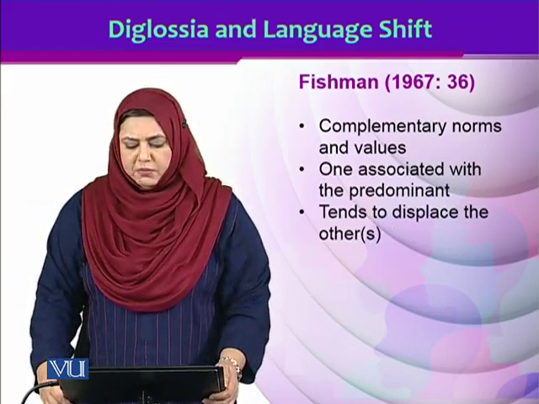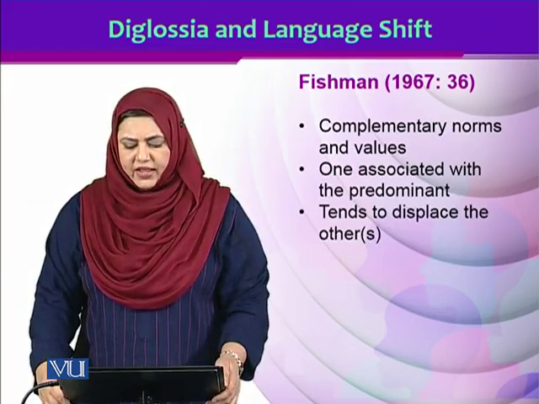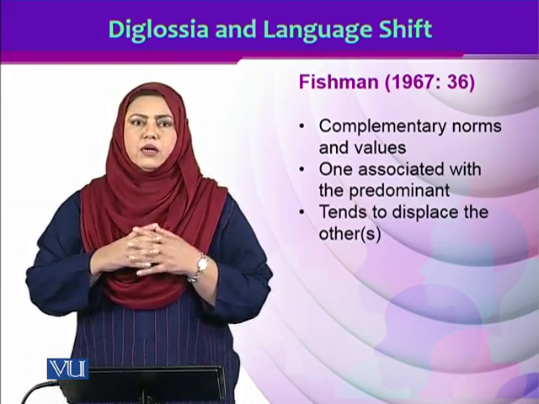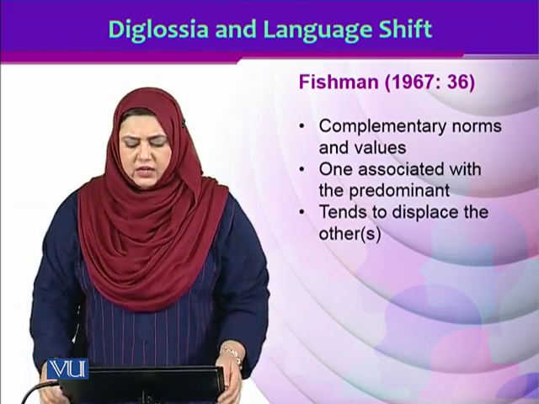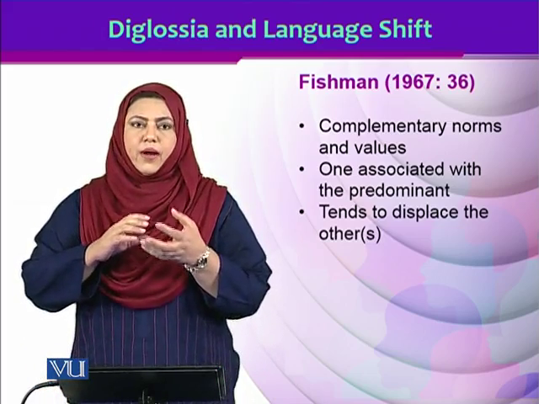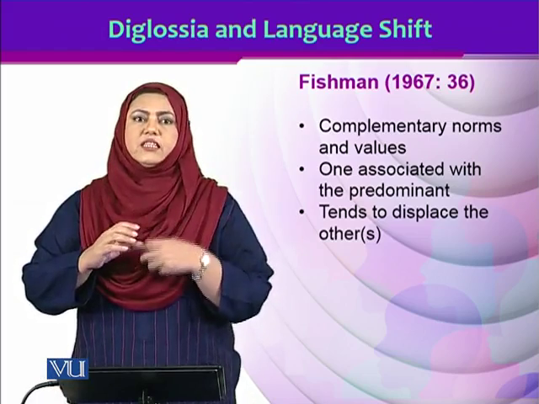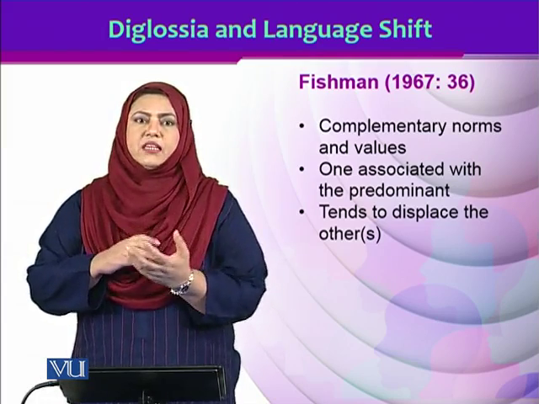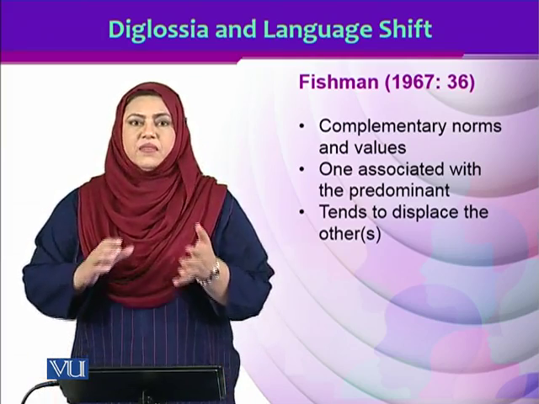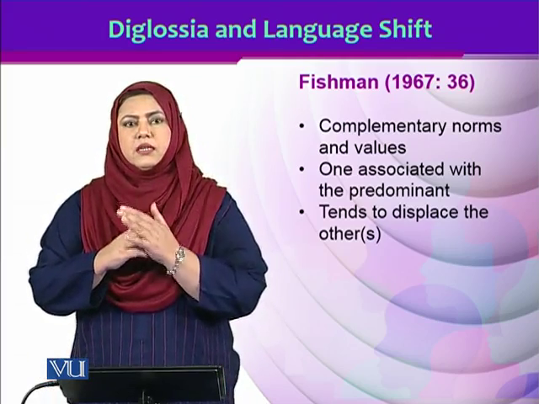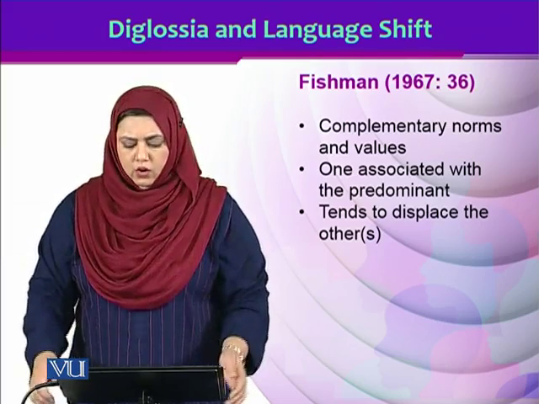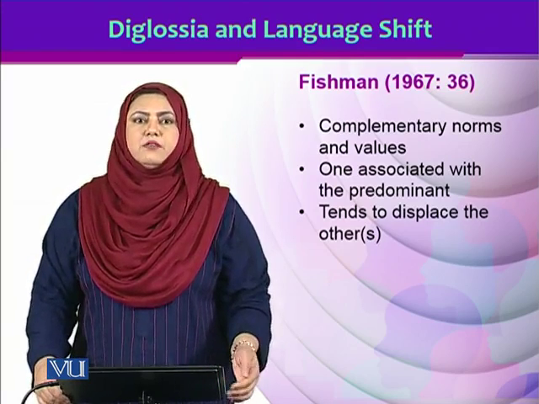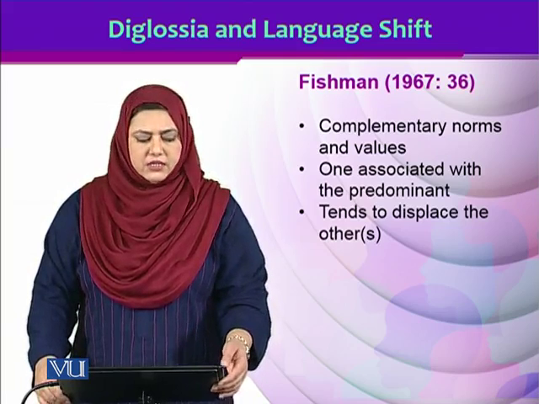According to Fishman, complementary norms and values in a society work in relation to each other. One language that is associated with the predominant group, with the predominant values, naturally applies its forces on the other language, and thus it displaces the weaker language or languages.